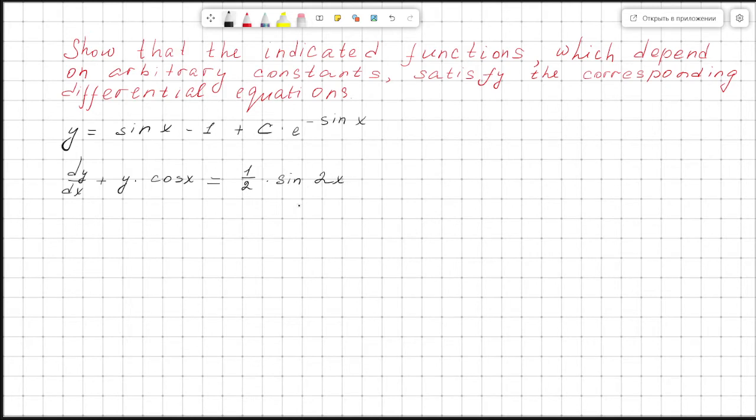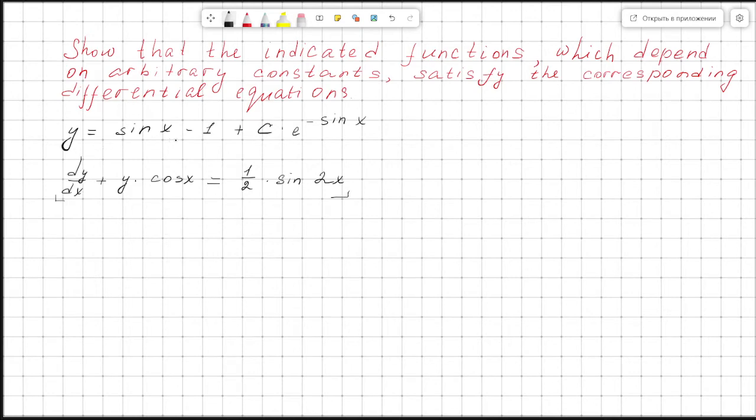What we must do. Look, if we want to prove that this function y is the solution of this equation, we must take the function y and substitute into this equation. Firstly, let's find the derivative dy over dx.